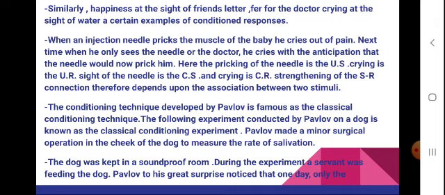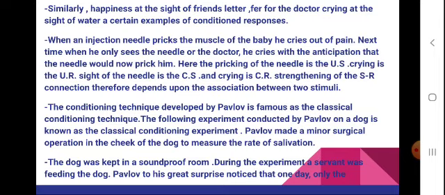When an injection needle pricks the muscle of the baby, he cries out of pain. Next time, when he only sees the needle or the doctor, he cries with the anticipation that the needle would now prick him. Here, the pricking of the needle is the unconditioned stimulus. Crying is the unconditioned response. Sight of the needle is the conditioned stimulus, and crying is the conditioned response. Strengthening of the stimulus response connection therefore depends upon the association between two stimuli.